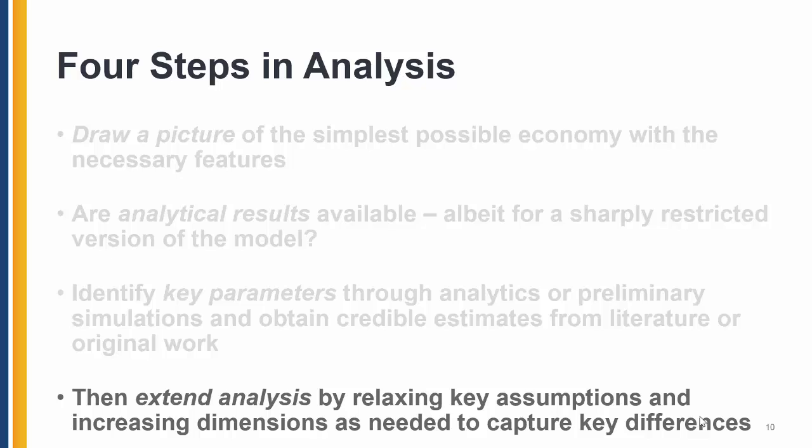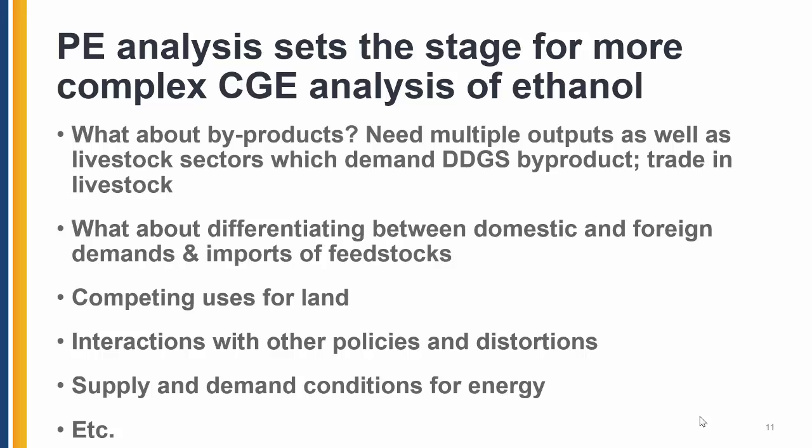So the next step, having gone through these preliminary steps and identified key features of the problem, is to extend it to the full-blown CGE analysis, to relax assumptions, and bring in additional complexities as needed. In the biofuel case, some of these complexities had to do with, for example, byproducts.